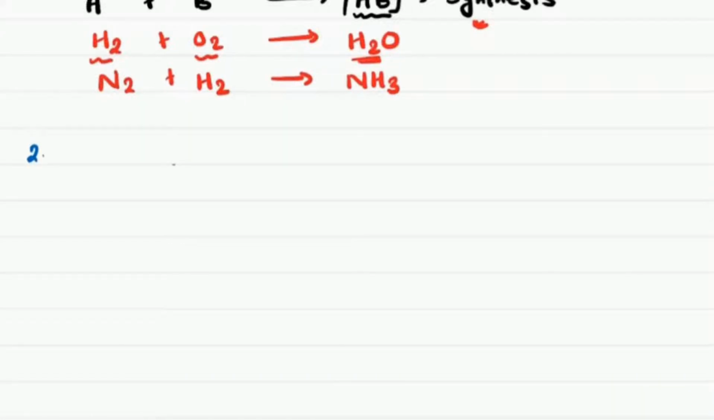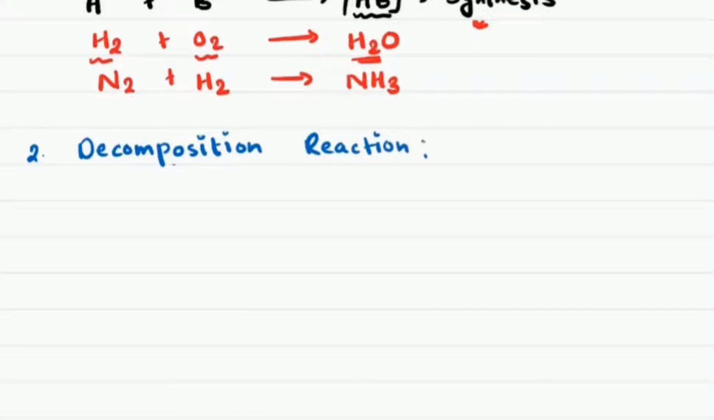Okay, the next one is decomposition reaction. Decomposition reaction is the exact opposite of combination reaction. So in decomposition reaction, one compound breaks down into different products. For example, let's say we have AB, and this AB breaks down into A plus B, or decomposes into A plus B, hence it is called decomposition reaction.